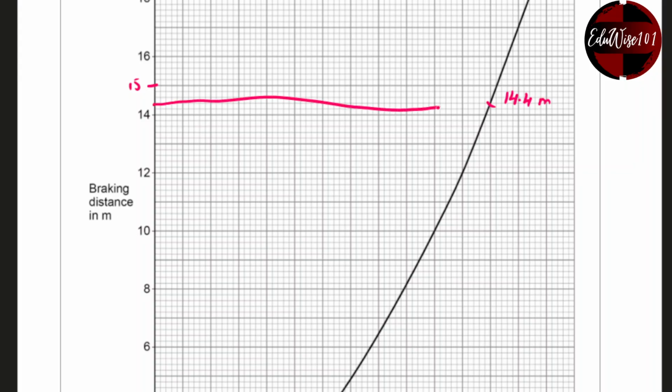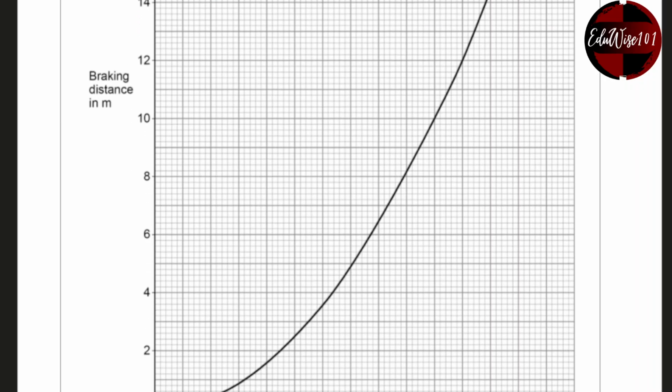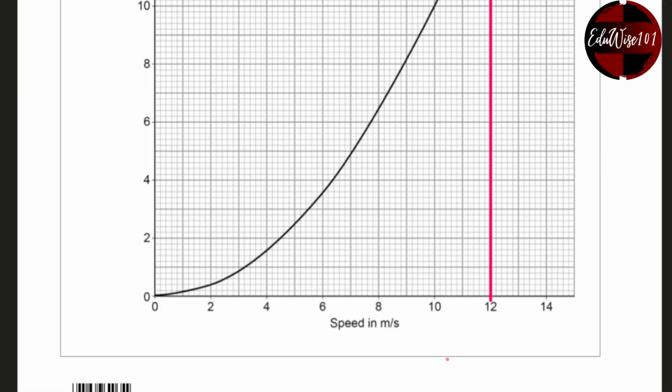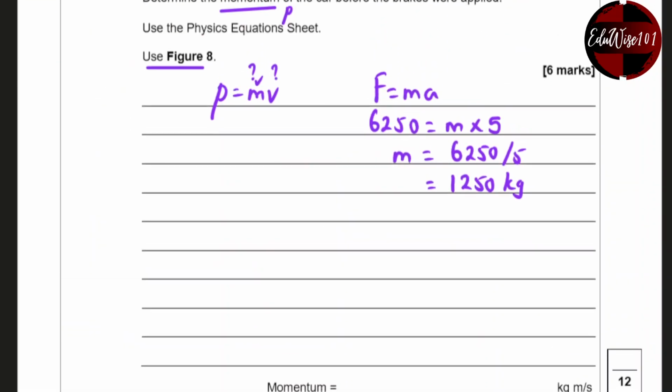Let's see if I can draw a straight line. Come on, straight. Nope. Need to do it a little bit faster. There you go. And at 14.4 meters, when the braking distance is 14.4 meters, we need to figure out what the speed is, which is going to be straight down. Which is 12 meters per second. So we are going to use that speed in our calculation.